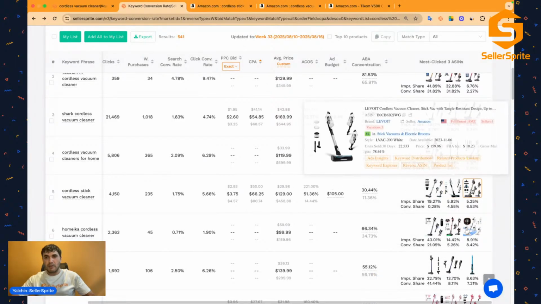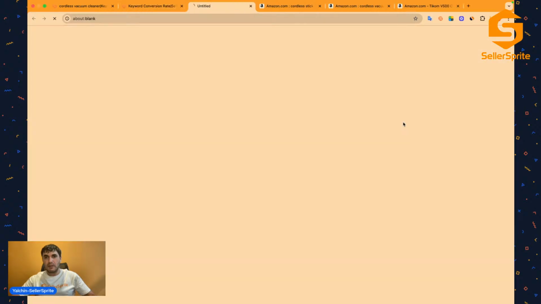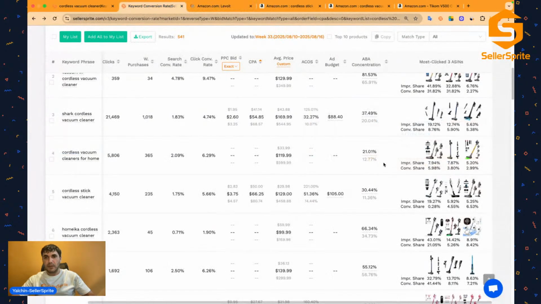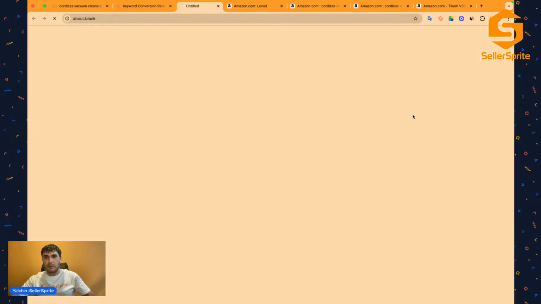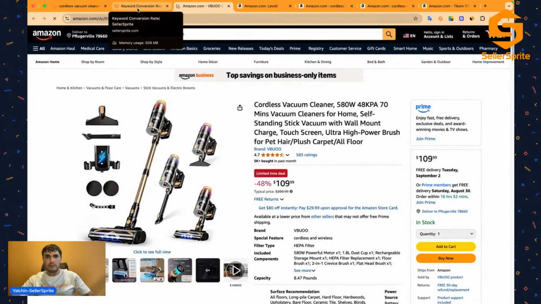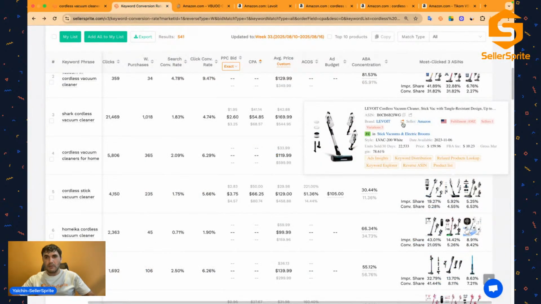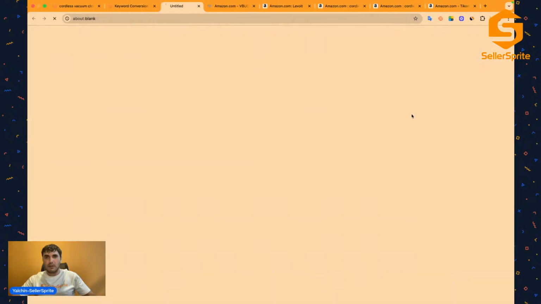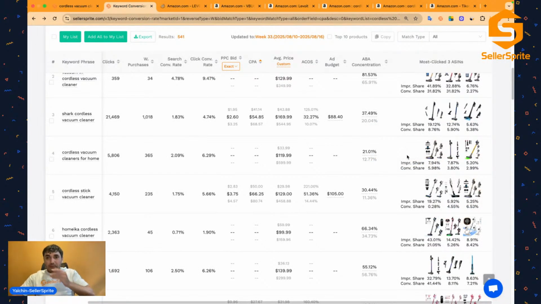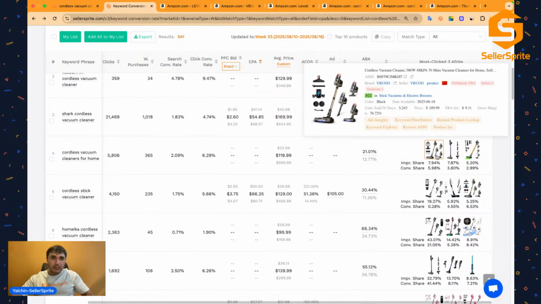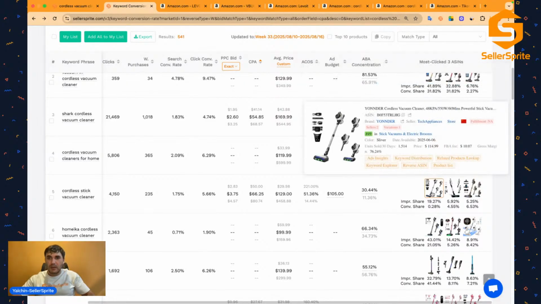I can open this one. Okay, this is the Love It brand. The conversion is pretty good, and I'm going to open this one as well. Okay, and this one, Love It, ASIN. This one also, okay.